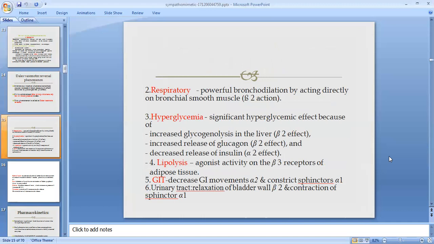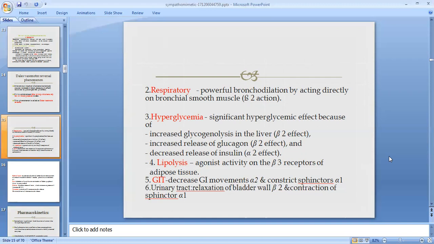Effect on respiratory system. Adrenaline is a powerful bronchodilator, and it acts directly on bronchial smooth muscles, a beta 2 action. So it causes bronchodilation. It causes hyperglycemia. Significant hyperglycemia is caused by increased glycogenolysis in the liver, which is a beta 2 effect. Increased release of glucagon, which is a beta 2 effect, and decreased release of insulin, which is an alpha 2 effect. Lipolysis: agonist activity on beta 3 receptors in adipose tissue causes lipolysis.